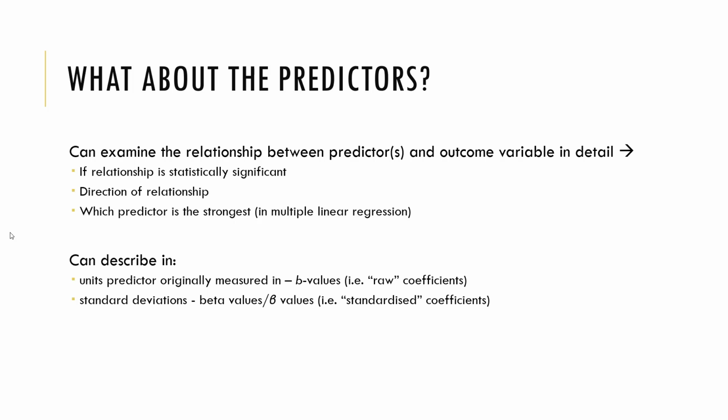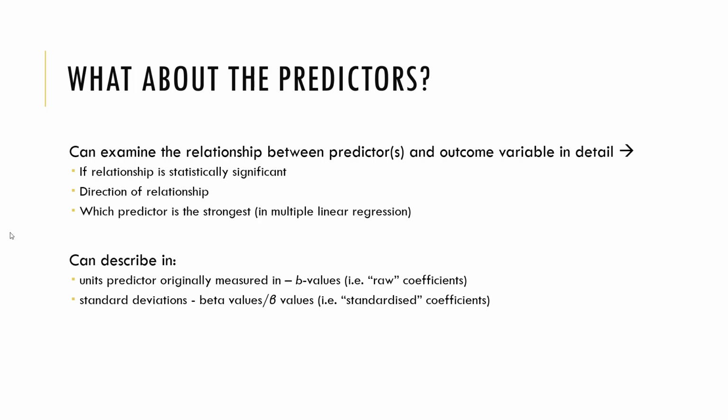So what that allows you to do is look at the relationship between a predictor and an outcome, the unique relationship, to see if it is statistically significant. So on its own, does it predict a statistically significant amount of variance in our outcome variable or not? It allows us to understand the direction of the relationship between the variables. So do we have a positive relationship between predictor and outcome, or negative?